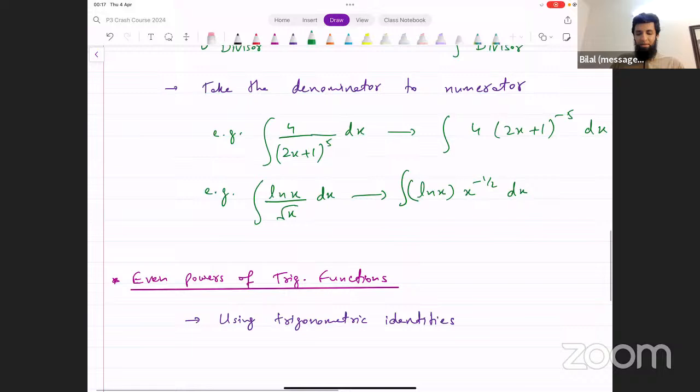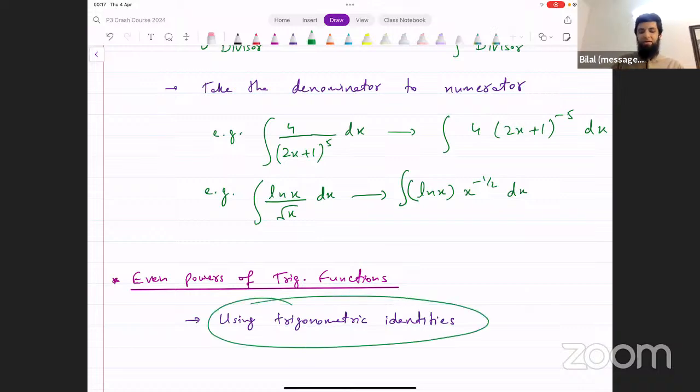And then if you have odd powers of trigonometric functions, they will give you a substitution. If you have even powers, you have to use trigonometric identities. You need to remember that. And the most commonly used identity is the double angle identity for cos in this case.